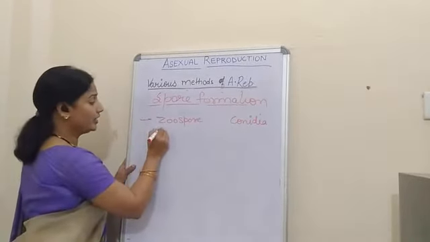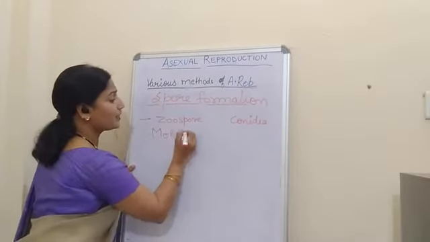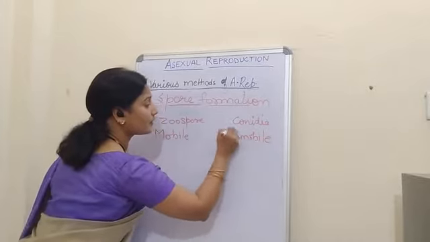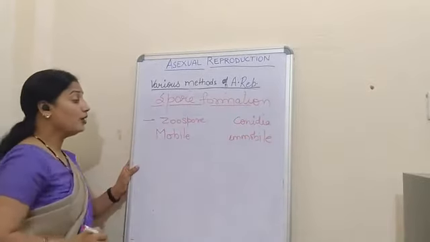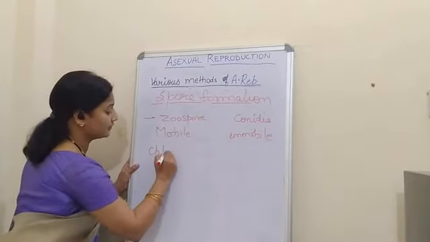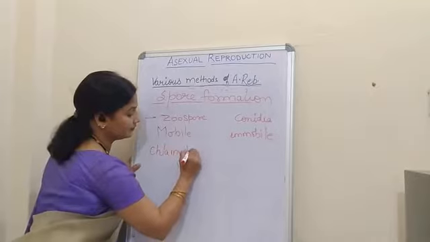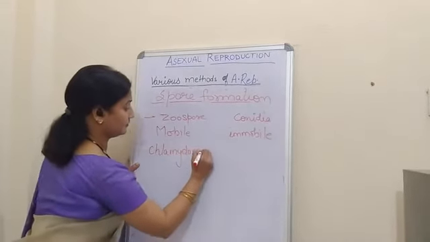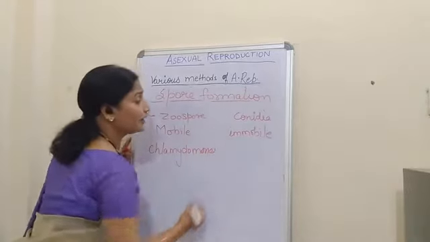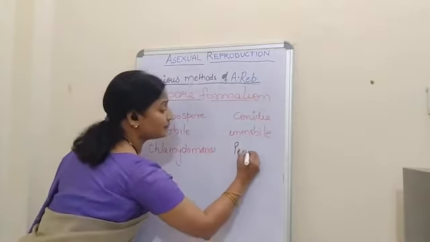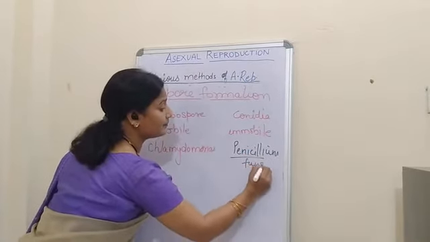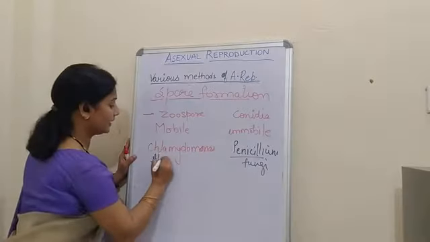Zoospore is a motile or mobile spore, and conidia is immobile. Okay. Now, the common example of a mobile spore is Chlamydomonas. And the common example of immobile conidia is Penicillium. It is a fungus, and this is the common algae.